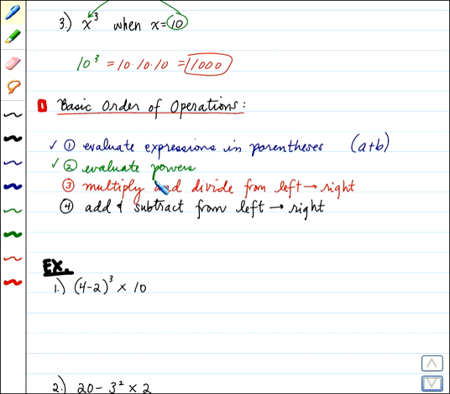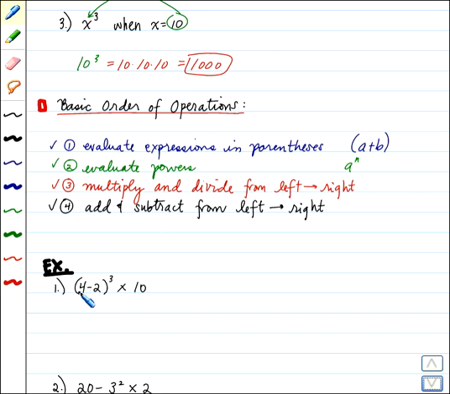Then we evaluate any powers. So let's say we have a to the n, or 2 to the fourth, or whatever it is. We evaluate the powers next. Then we look for multiplication or division, and we do that from left to right. And finally look for addition or subtraction, and we also do that from left to right. So let's use this basic order of operations on some examples.